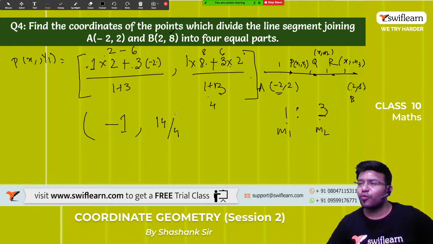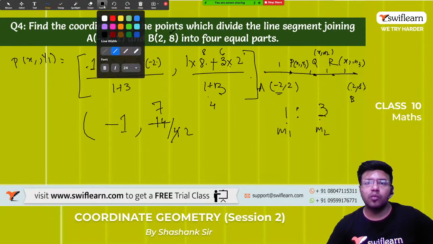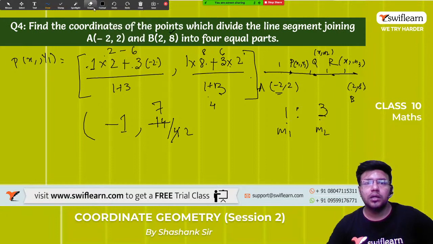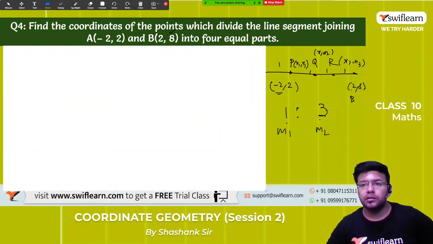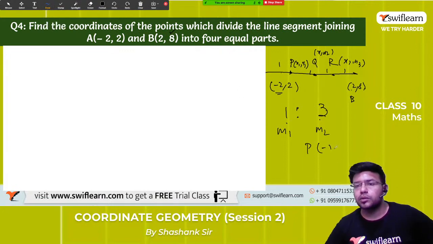So 14 by 4. Can we simplify this? Yes, 2 7 ja 14, 2 2 ja 4. So -1, 7 by 2 is the P coordinate. Okay, P coordinate is how much? -1, 7 by 2, let us write here. P coordinate is -1, 7 by 2.